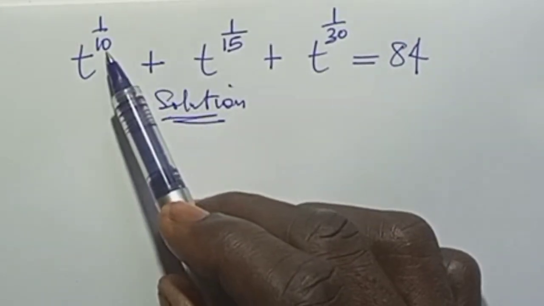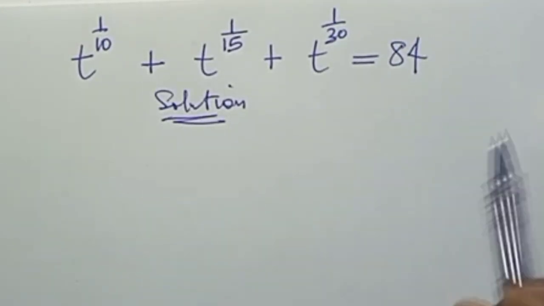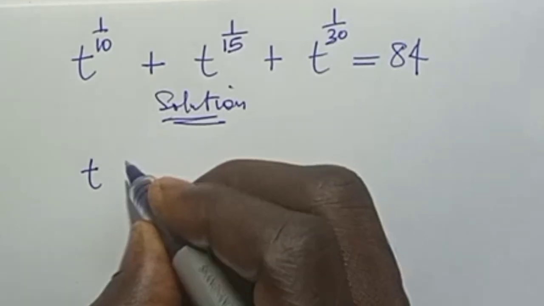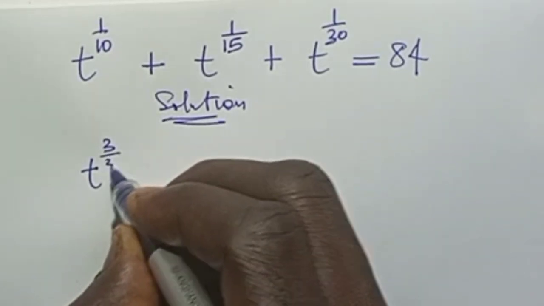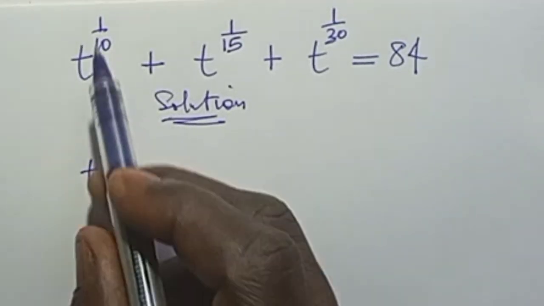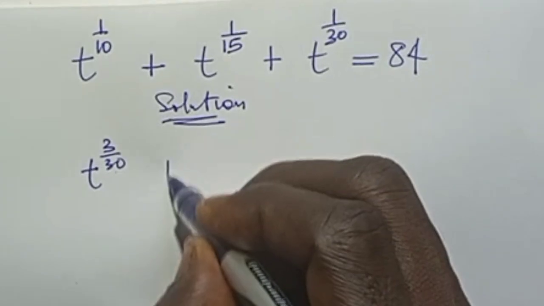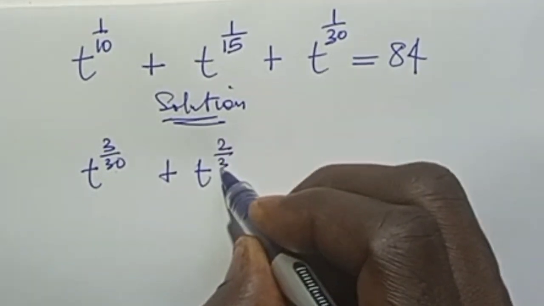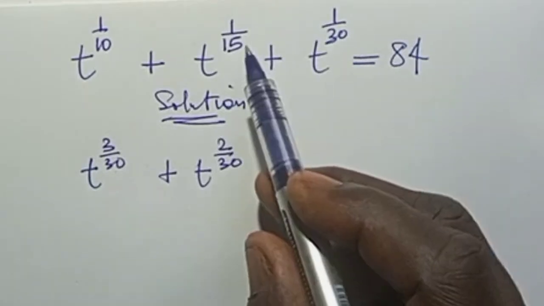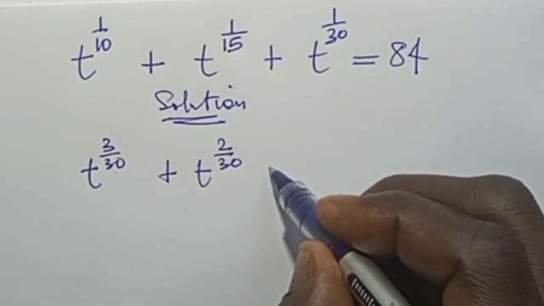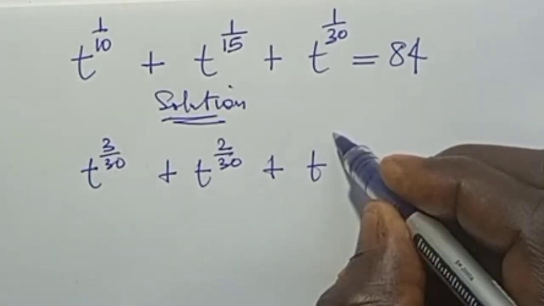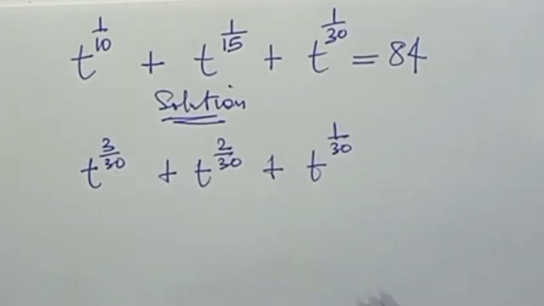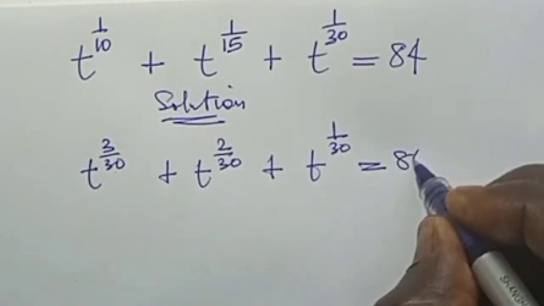First, we're going to write the suitable equivalent for each of the powers as t to the power of 3 over 30. 3 over 30 is the same as 1 over 10 plus t to the power of 2 over 30, and 2 over 30 is equivalent to 1 over 15 plus t to the power of 1 over 30, and it's fine, all equal to 84.